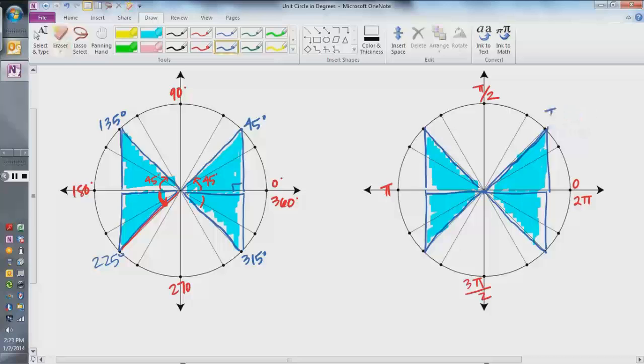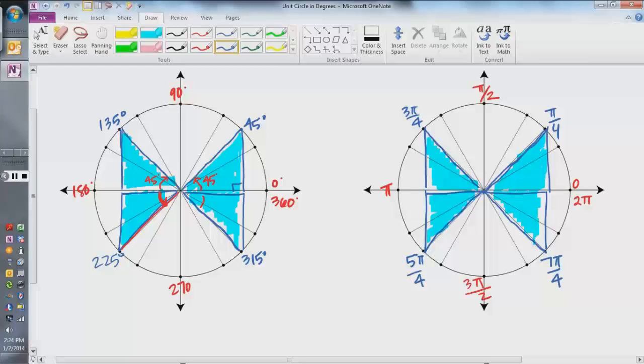And we're going to count this out. This increment is 1 pi over 4, 2 pi over 4, this is 3 pi over 4, 4 pi over 4, 5 pi over 4, 6 pi over 4, 7 pi over 4, 8 pi over 4, which reduces to 2 pi.